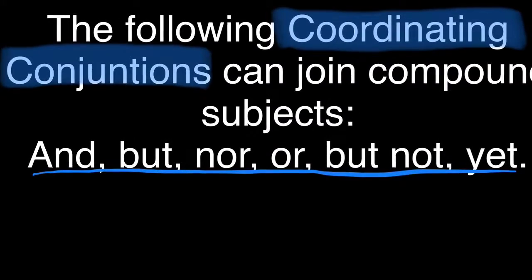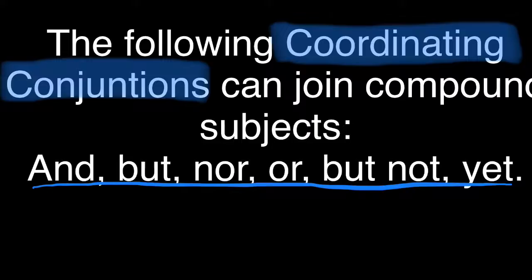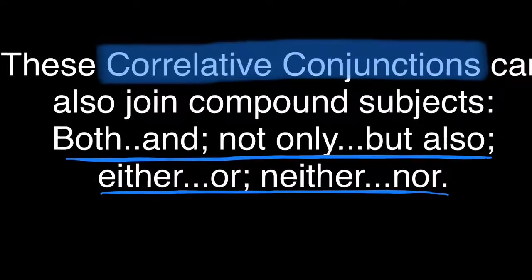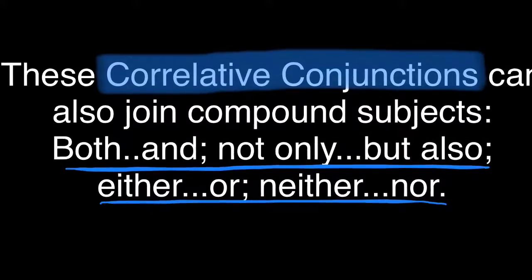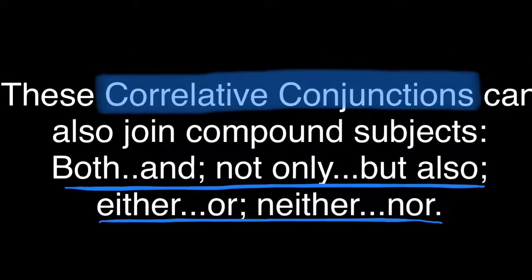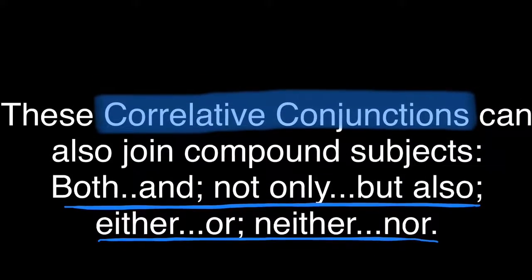The following coordinating conjunctions can join compound subjects: and, but, nor, or, but, not, and yet. These correlative conjunctions can also join compound subjects: both and, not only but also, either or, neither nor.